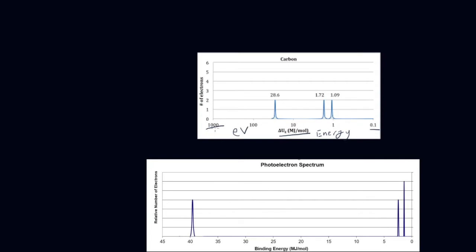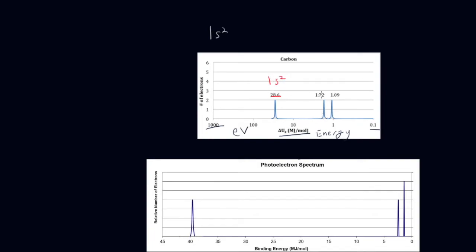But the reason we start with our highest energy here is because that's going to be our smallest shell. That's going to be our 1s2. And we usually write our electronic configurations from left to right. And so we put these largest numbers on the left side so that we can write from left to right. And so for carbon, our highest energy, this 28.6 megajoules per mole, that's going to be my 1s2.